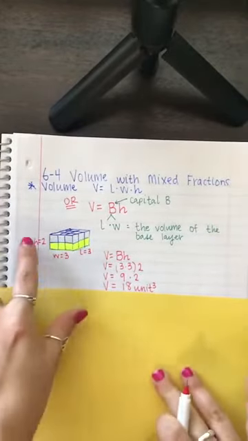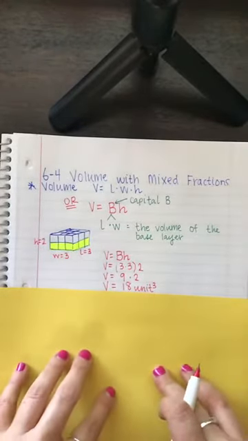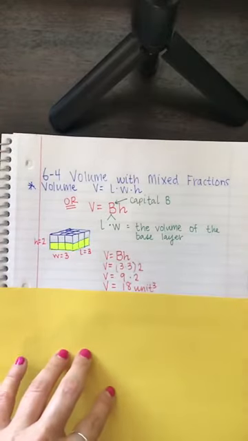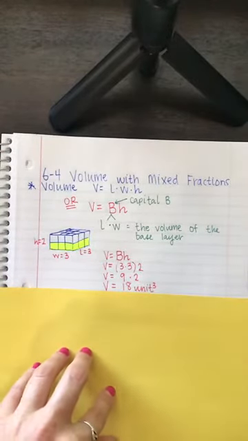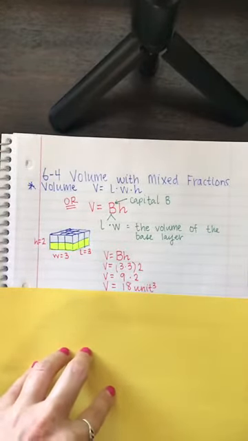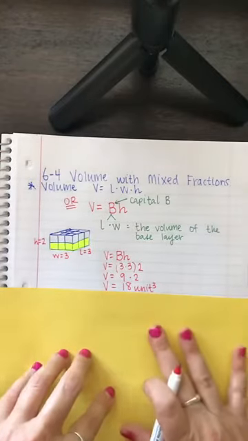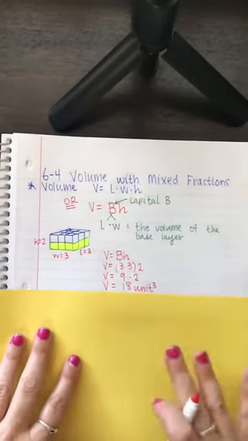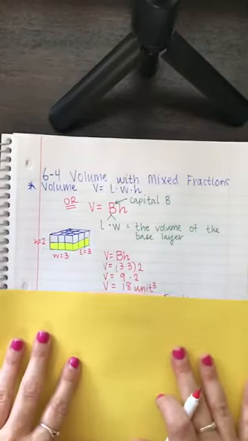But this would be like if you were given a problem that said capital B equals 9, height is 2. You would want to know how to be able to solve that. So that's just a little starting note for you.